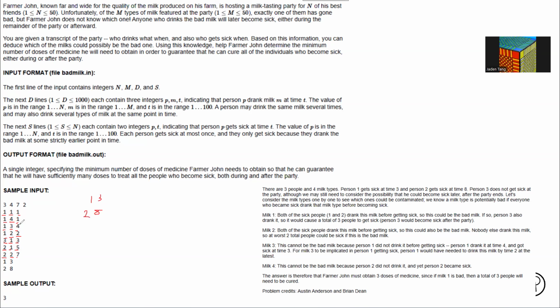So the person has to get sick after they drink the bad milk. We can eliminate milk three immediately because person one drank milk three after getting sick.